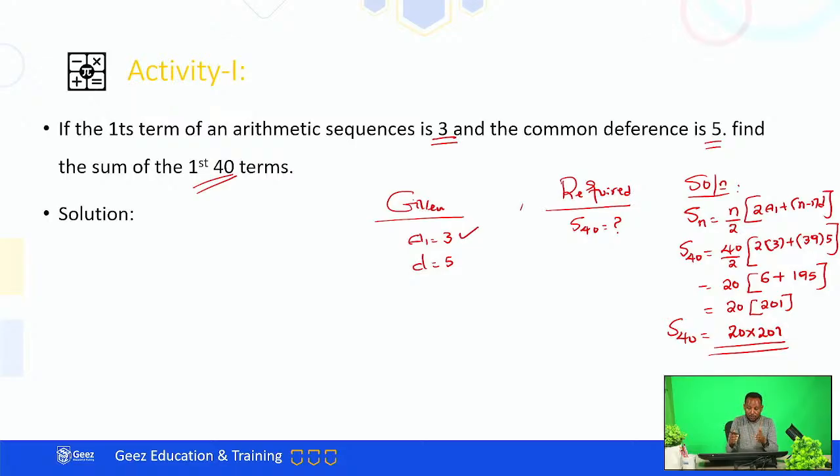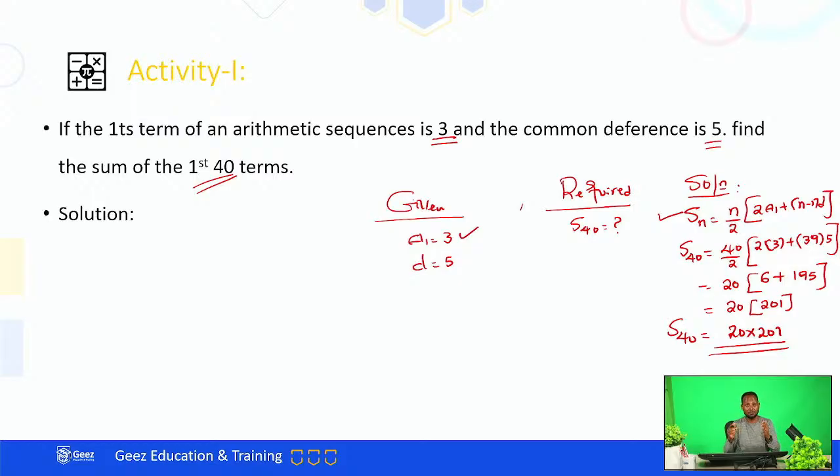It depends upon the nature of the question whether to use the first formula or the second formula. To remember once again, if the first term and the common difference are given, use this formula. Or if the first term and the nth term are given, you better use the second formula, which is n over 2 into a1 plus a sub n.